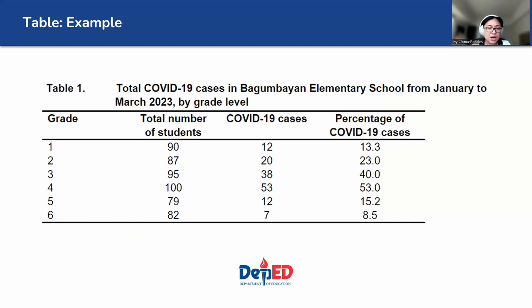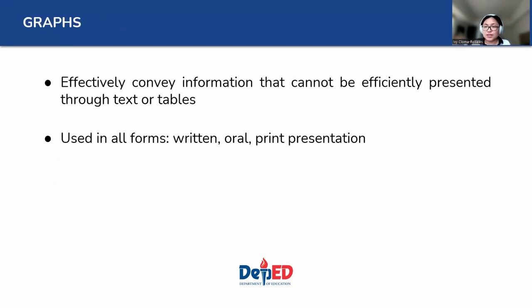In grade 1, we had 90 students, 12 of whom had COVID-19 cases. So this might, that is too wordy. And a table will be more effective in conveying the data of your surveillance in your school. So, okay. Next, so that's for tables, no?